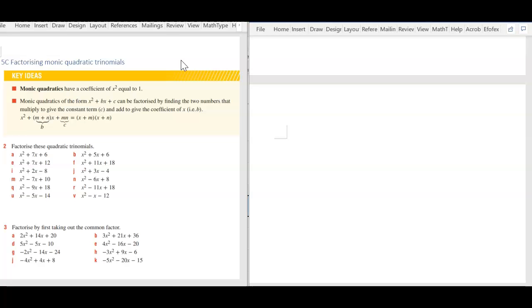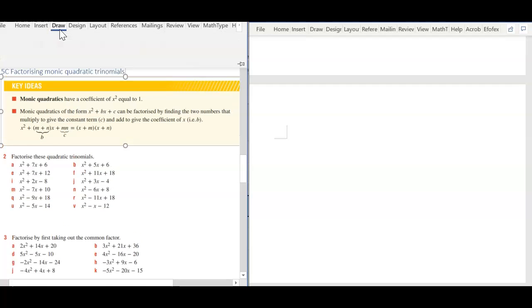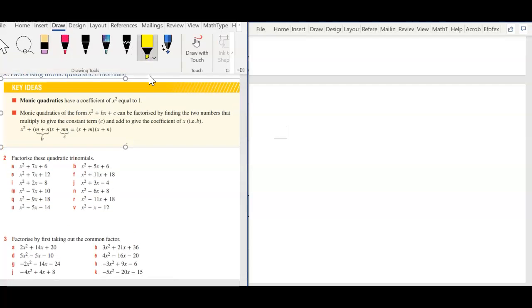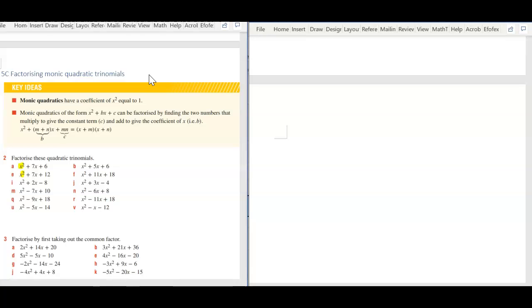So if we have a quick look at question 2, all the coefficients of x squared are 1. It's always going to be 1. In question 3, we do have a coefficient that isn't 1, but then we would take out a common factor and then it would be 1. So what we're doing in 5C is only factorising monic quadratics. The word monic just means 1, okay?